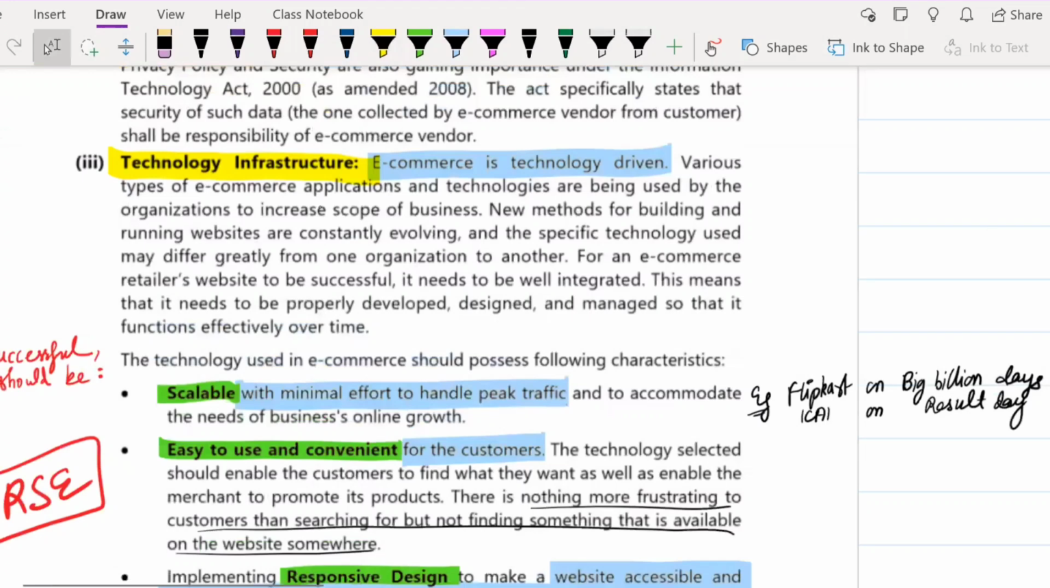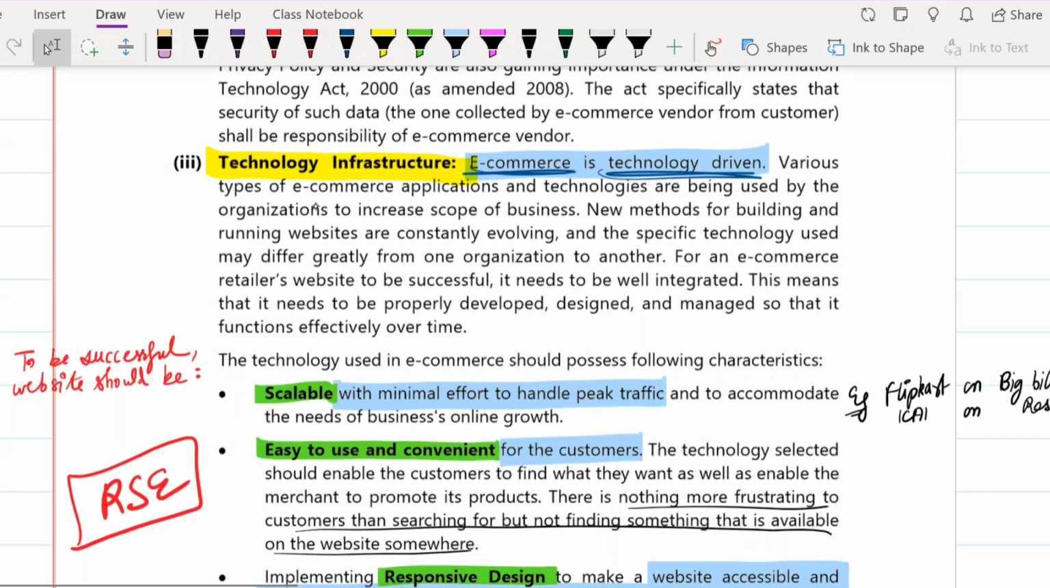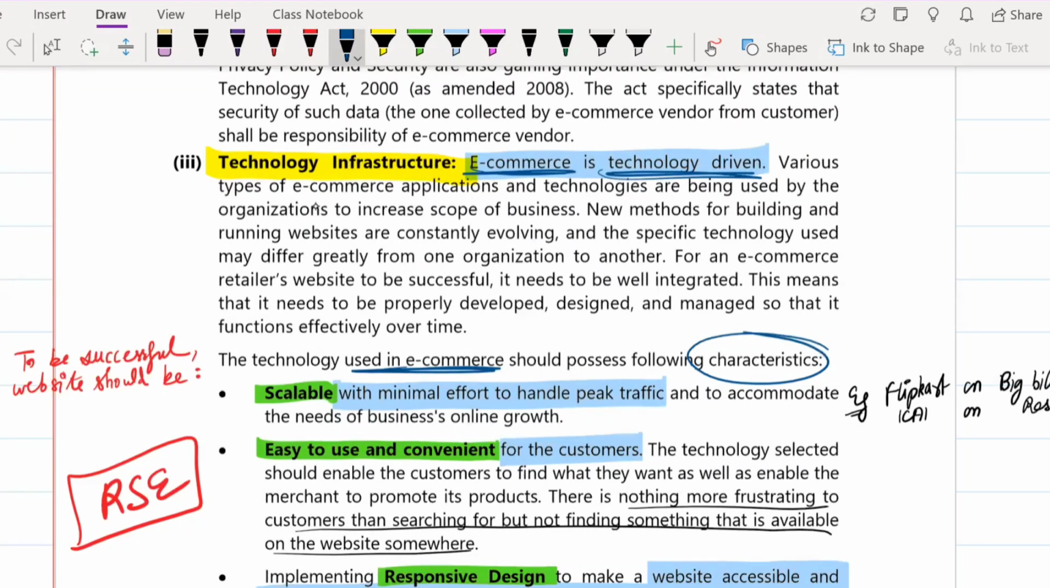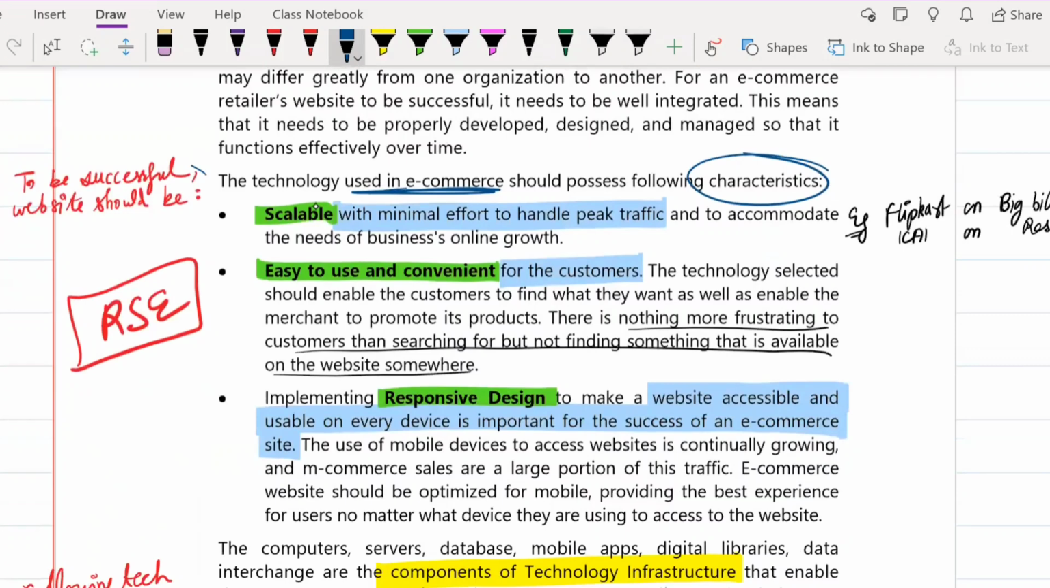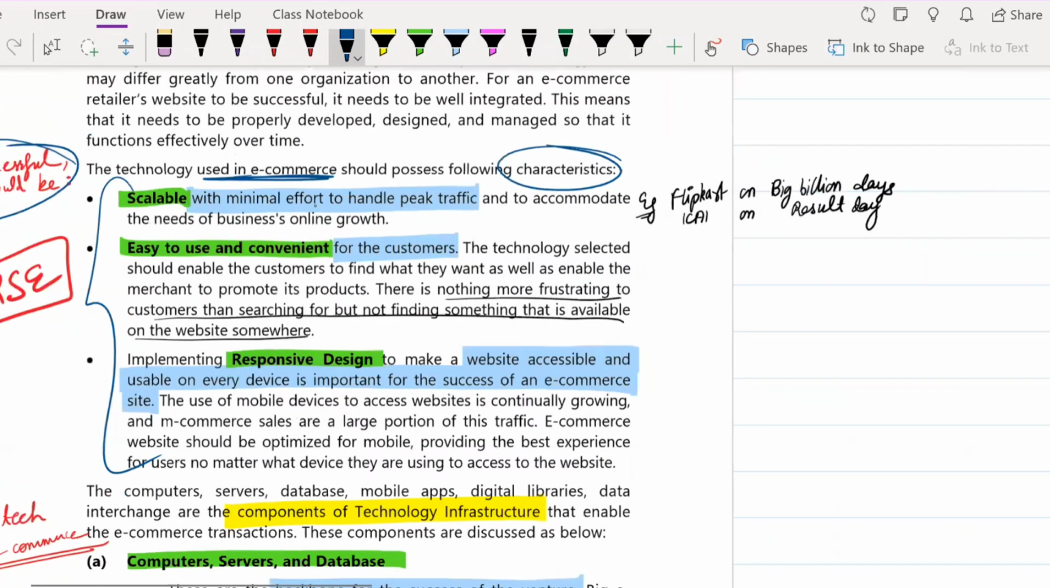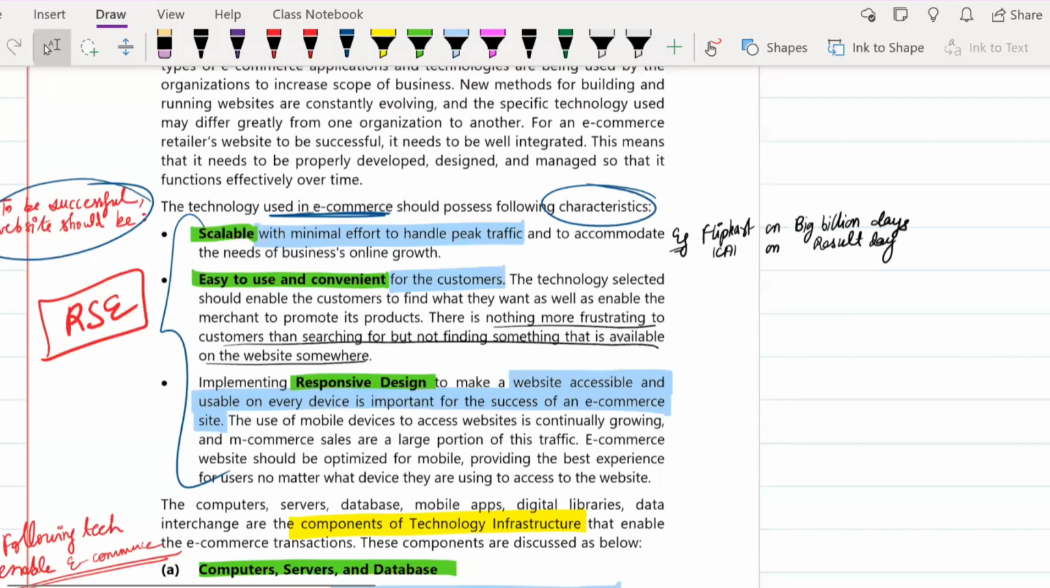So technology infrastructure. As you all know, e-commerce is technology driven only. There are a few characteristics that the technology used in e-commerce must have, so that it works better and gives better results. Okay. To be a successful enterprise, these three things should be there. One is scalable. Scalable means if there is a technology that you have used to build up the website or to display the products of e-commerce platforms, it must be scalable.